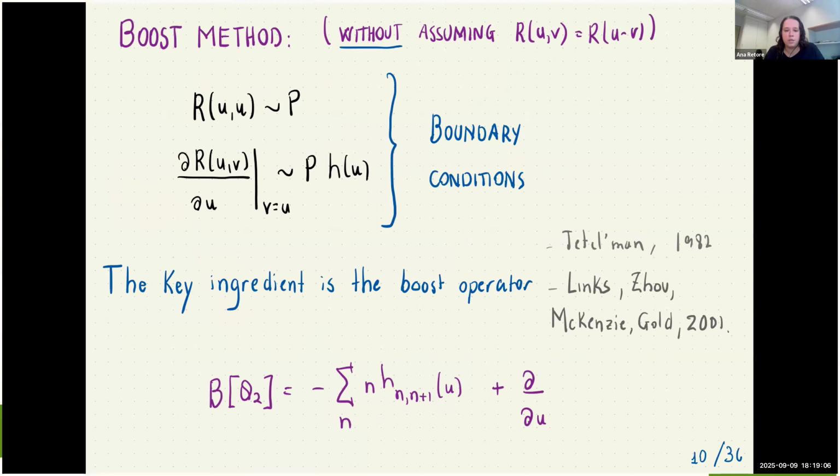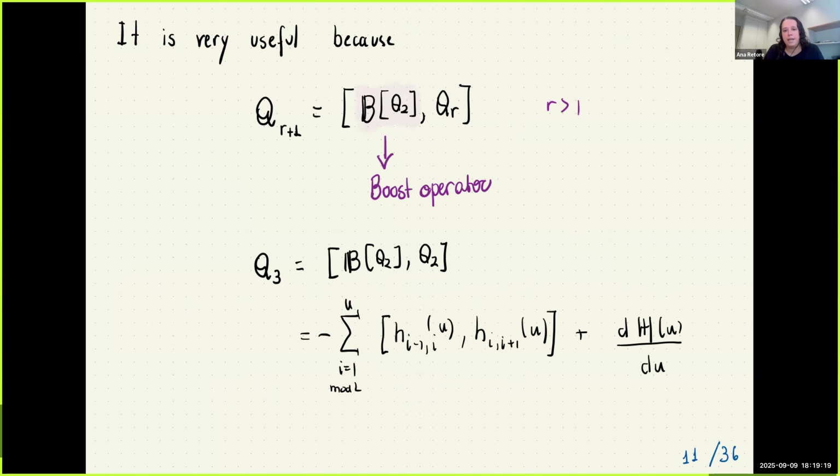This operator, sometimes also called the ladder operator, has this extra derivative term. If this derivative is not here, we go back to the difference form case. And why do we like this operator? It basically gives us higher charges by commuting with a smaller one. So if we start with Q2 and we commute with this boost, we get Q3. In particular, Q3 looks like this. It's exactly the formula from before, but with an extra derivative term. You see that if it was difference form, this Hamiltonian would be constant and this term would be 0.